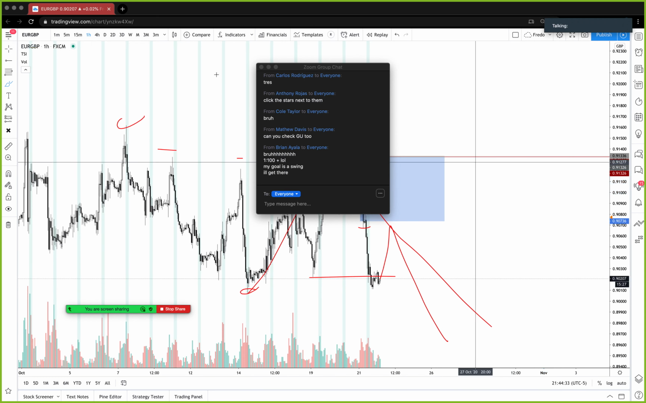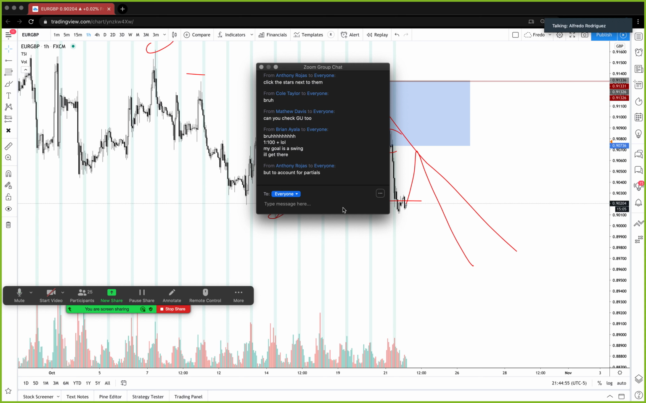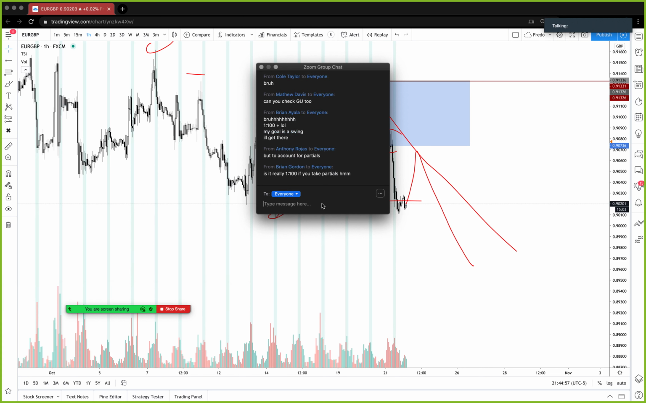So now this is broken structure. I would really love to see some kind of continuation. And the reason why I'm not looking for a premium here is because of how much momentum there is. But to account for partials. Is it 1 to, yeah, no, it's not. That's why I don't call them 1 to 100s, bro. It's not a 1 to 100, bro.